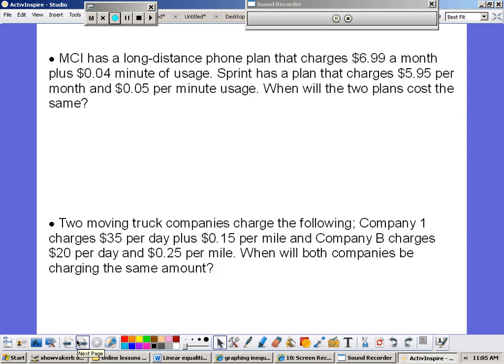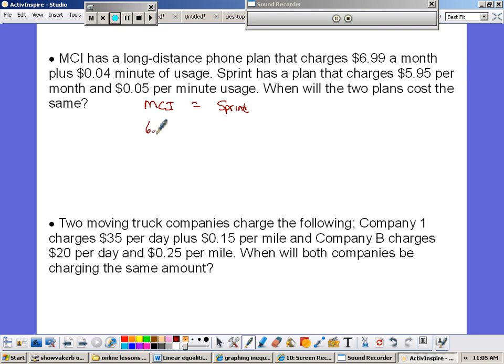MCI has a long-distance phone plan that charges $6.99 a month plus 4 cents per minute of usage. Sprint has a plan that charges $5.95 per month and 5 cents per minute usage. When will the two plans cost the same? Well, let's do an MCI and let's do a Sprint. And let's set them equal to each other.